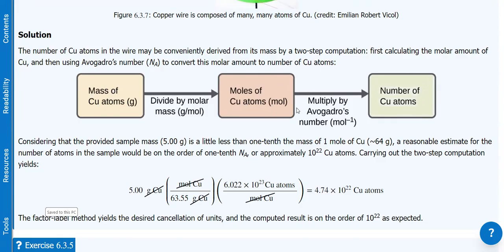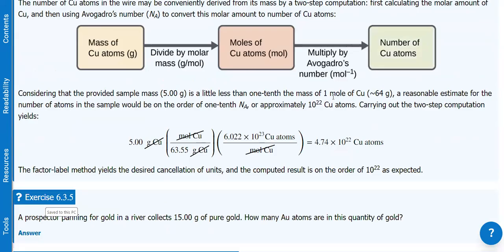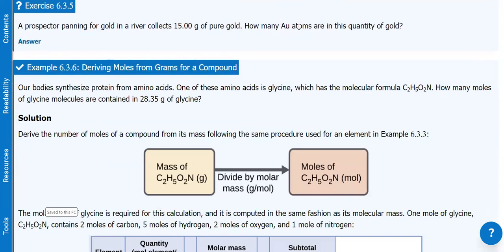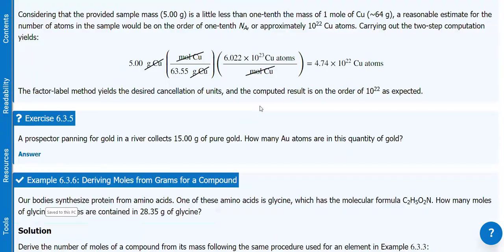Here we always have the same equality, Avogadro's number. That's going to give us the relationship between moles of something and atoms or molecules of something, and it's always the same number. So you can either start with atoms and go to grams, or grams and go to atoms, and that will be the multiple step. You can go here and see these exercises and work on those.